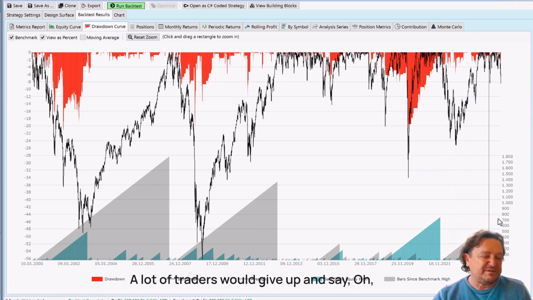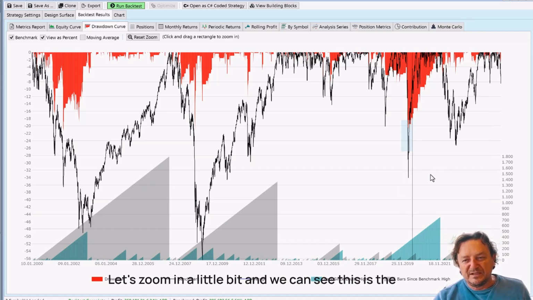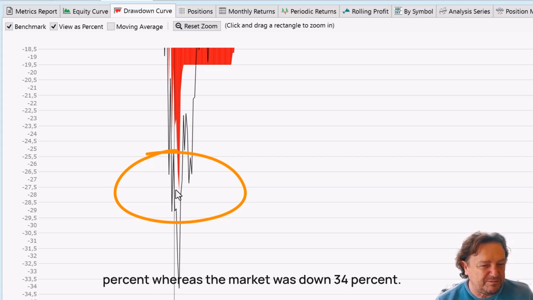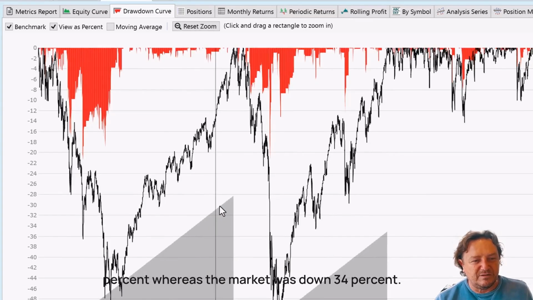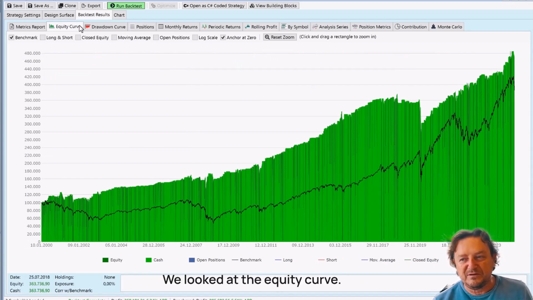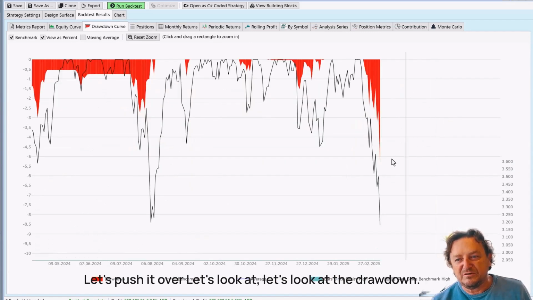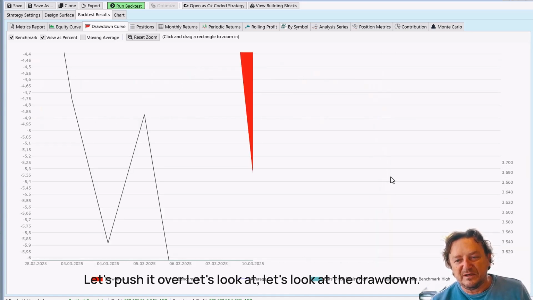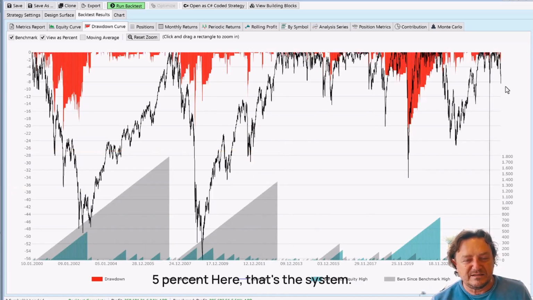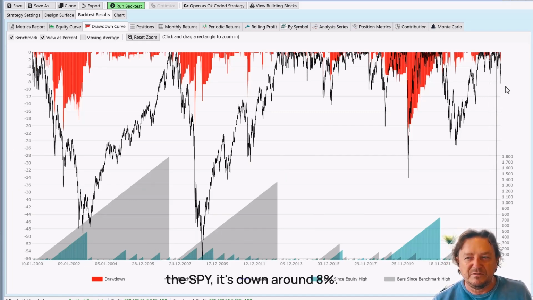A lot of traders would give up and say, oh, this is the longest we ever had and all this. And it actually had a huge drawdown here. Let's zoom in a little bit and we can see this is the drawdown of the strategy, which is close to 28%, whereas the market was down 34%. So that gets you worried. Let's take a look. Oh, we looked at the equity curve. We are up here. So what was the drawdown at the end? Let's look at the drawdown. We can see the drawdown is here close to 5.5%. Here, that's the system. The equity, if you would have bought the SPY, it's down around 8%.